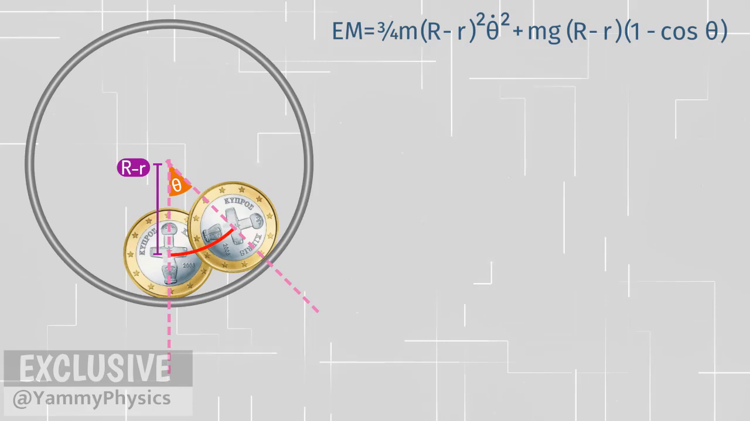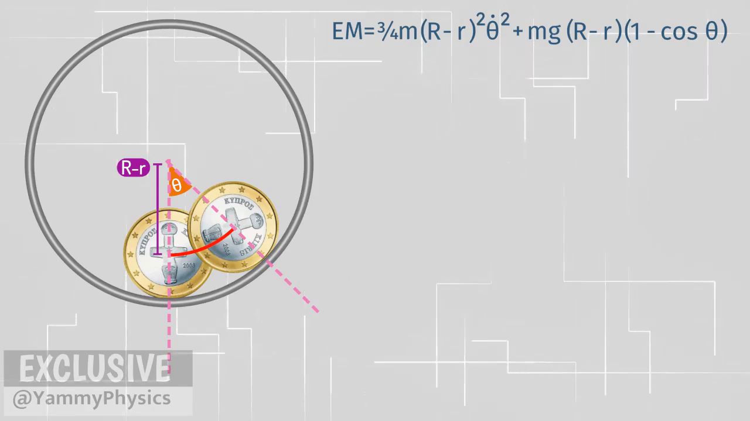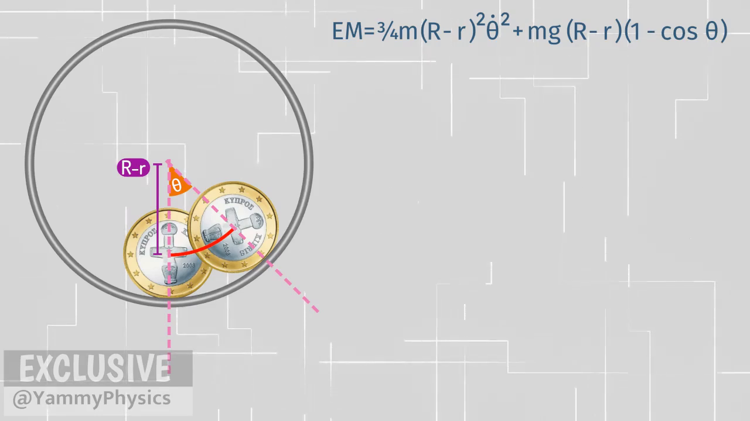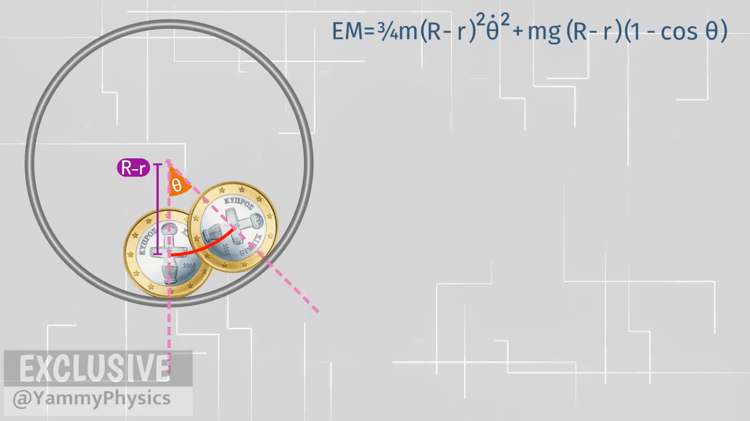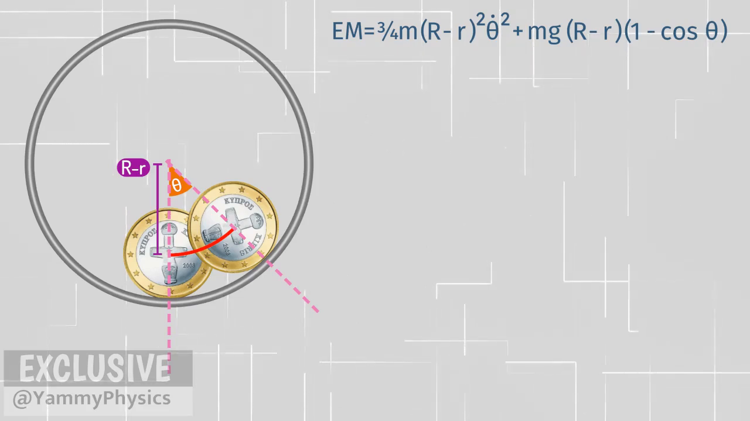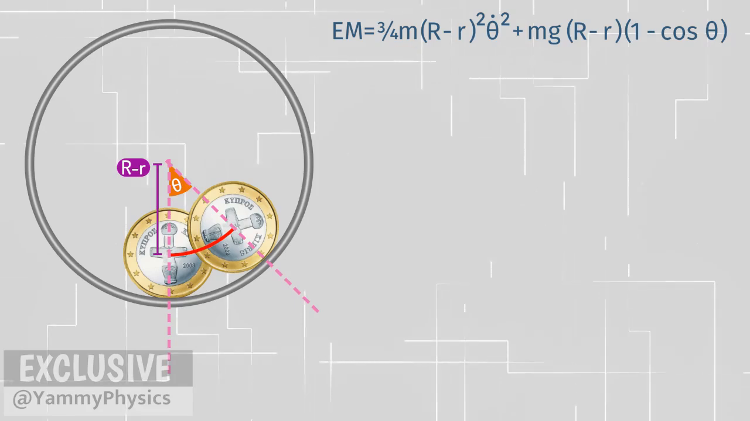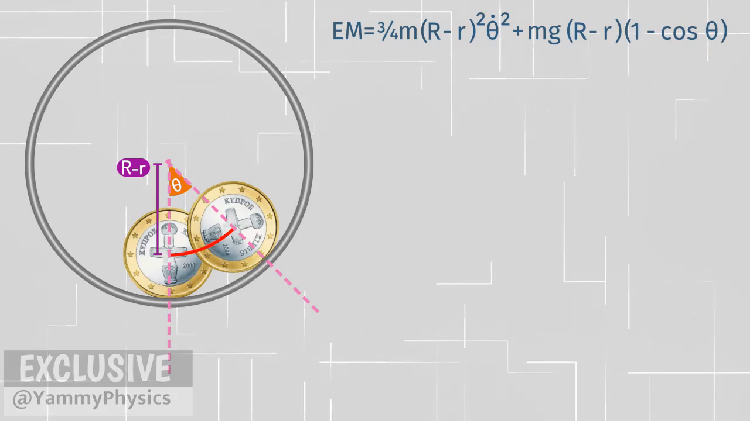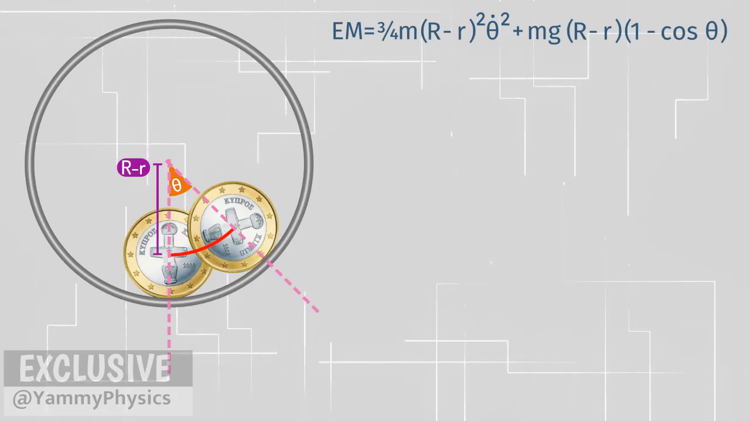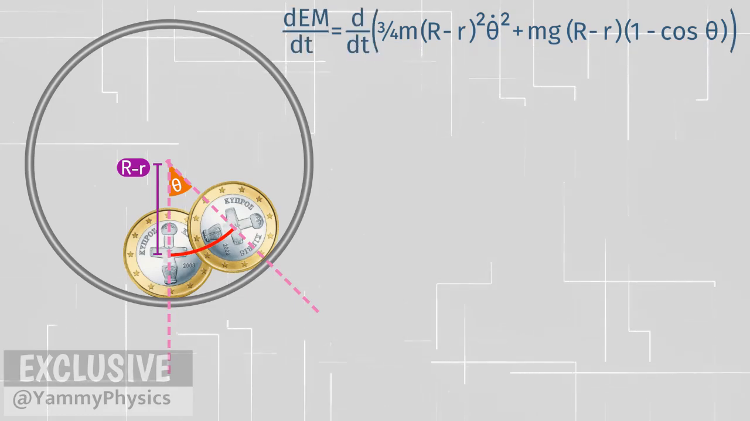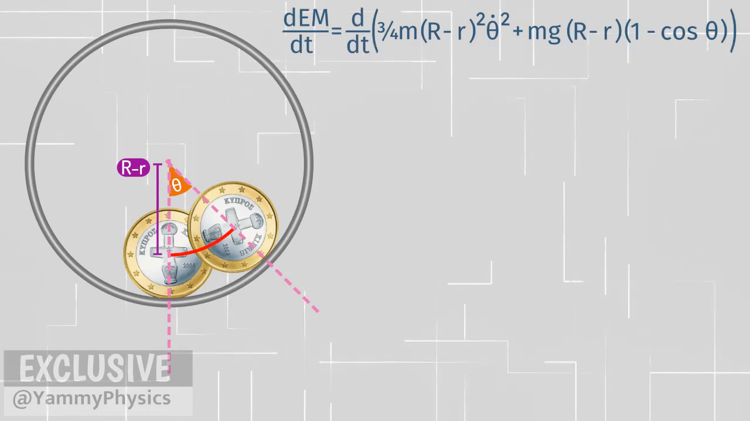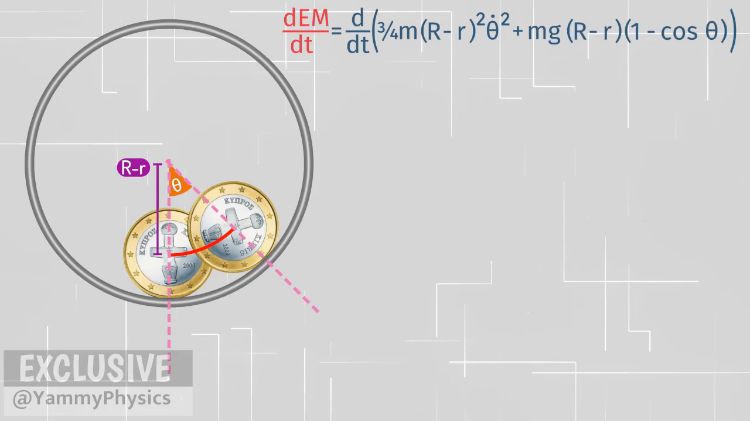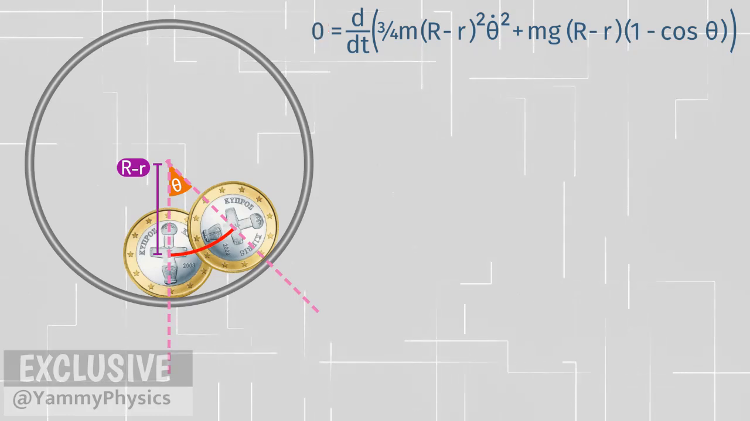Well, mechanical energy is the sum of kinetic energy and potential energy. The value of this mechanical energy is conserved. The value of mechanical energy does not change with time. Whatever point the coin is currently in, its mechanical energy is the same. What can we analyze from here? We can differentiate mechanical energy with respect to time. The value of dE/dt is 0, because the mechanical energy is constant, not a function of time.